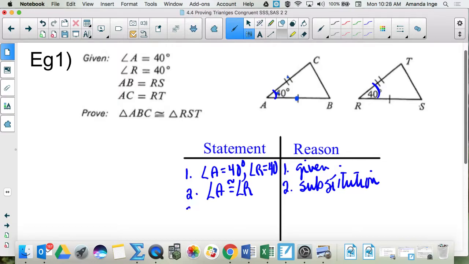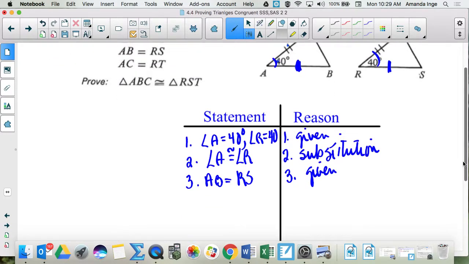Then you're given that AB is equal to RS. So this piece is equal to that piece. Mark it on your picture. That's given. And then AC is equal to RT. That's given.